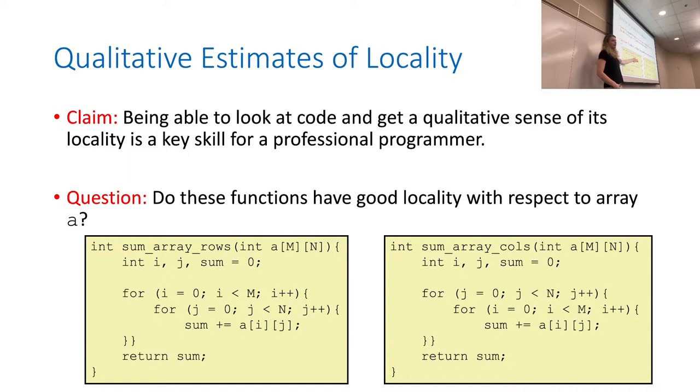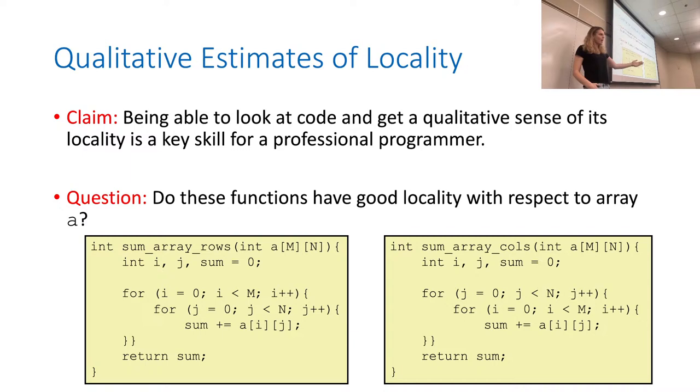Because if you're going over one row and then every element in the row and your data is stored as an entire row at once, then you're going to be accessing data that is right next to each other for the loop. And that's going to have a better locality to it, right? You're going to be accessing things that are closer to the last thing as opposed to farther away.